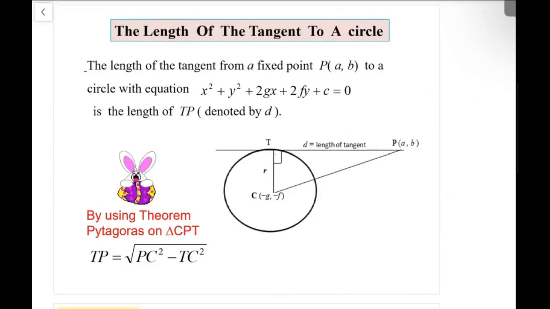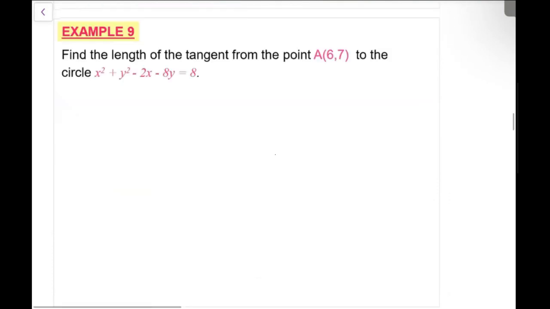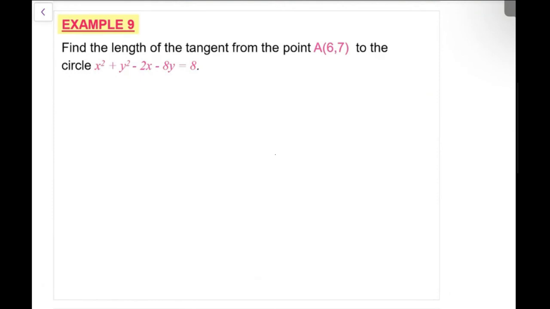Last part of a circle would be on how to find the length of a tangent. So normally for the length of a tangent, we would use the straight Pythagoras theorem formula. So this is the situation of the question. The question would give a fixed point outside of a circle, in this case point P, with A and B. And then in order to find the length of the tangent, we can construct a right angle triangle and use the Pythagoras theorem formula. So example 9, find the length of the tangent from a point (6, 7) to the circle.